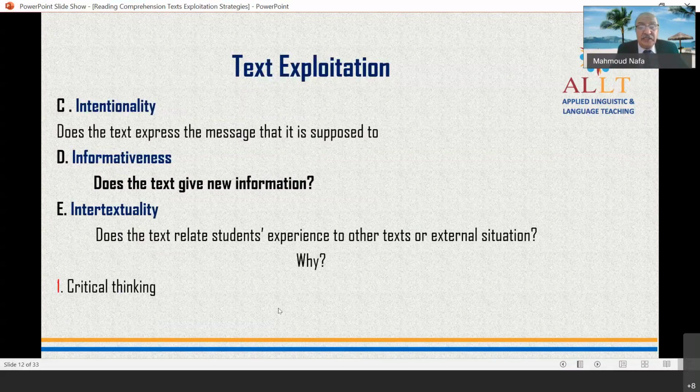Why? Because I'd like people to be critical thinkers. I don't want them, sorry to say the word, vomiting learning, or reproductionist, just learning by heart, then forgetting. I want them to analyze. I want them to enrich their schemata.